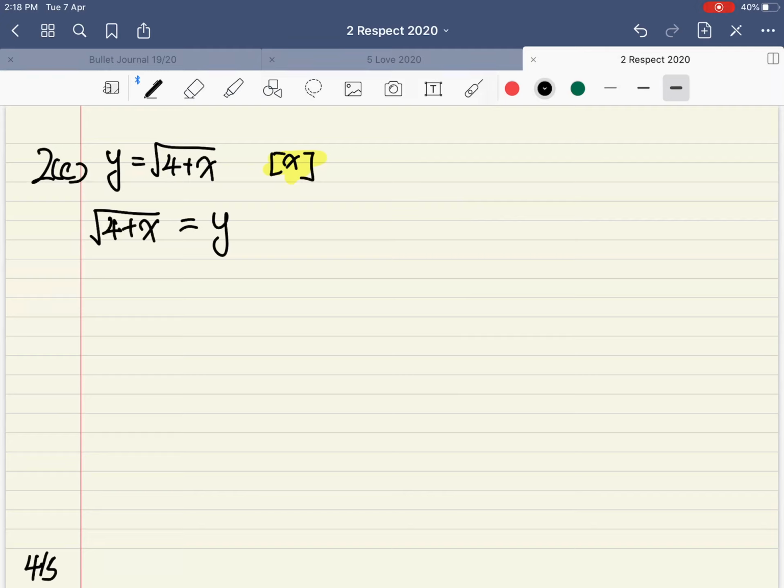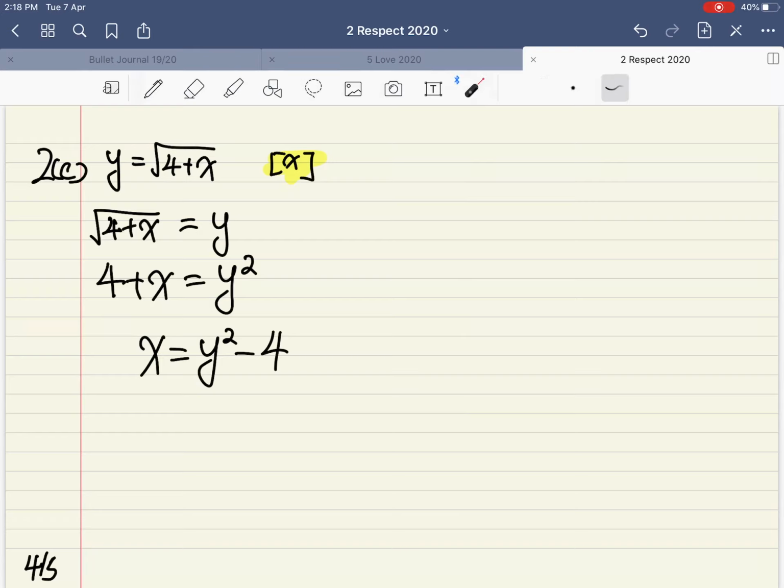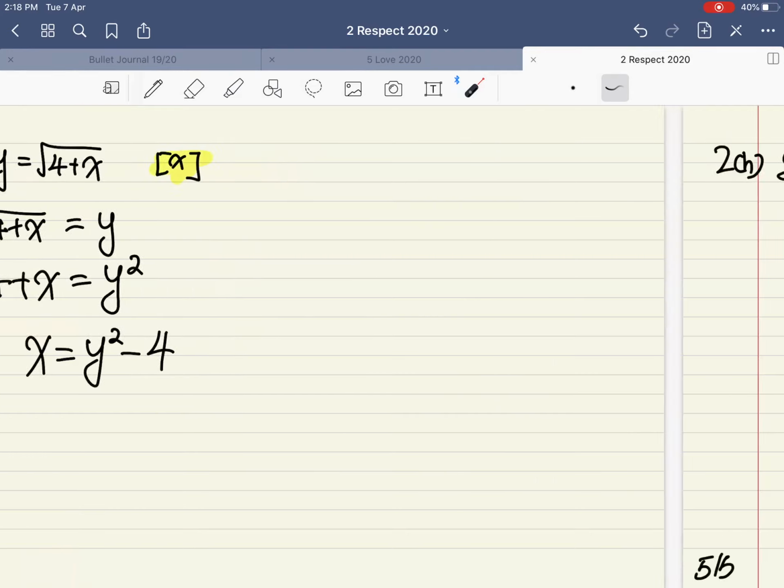If you remember from our Sec 1 algebra, how do we remove the square root sign? We can square both sides of the equation. So when I square both sides of the equation, I will get 4 plus x is equal to y squared. So now in order for x to become the subject of the formula, I'll get x equals y squared minus 4. And in this case, I have quite easily achieved x to be the subject of the formula.